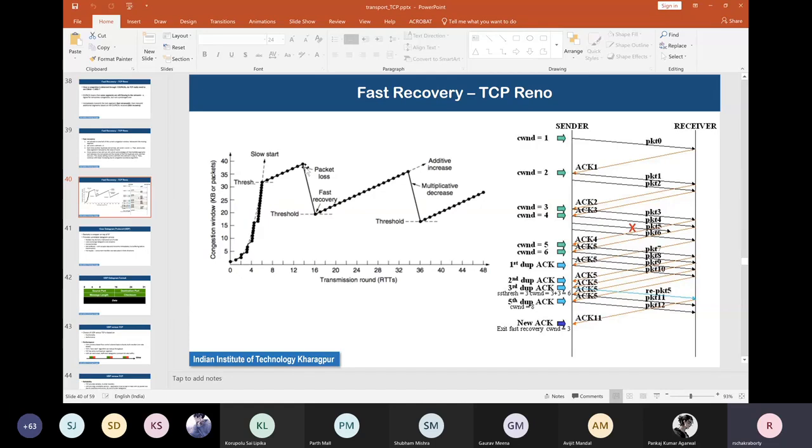This is packet loss, congestion has set in. This was at 40. I will set the slow start threshold to 20, but I will now start from 20 plus 3, 23 or something. This is called fast recovery. And again, I will perform AIMD.